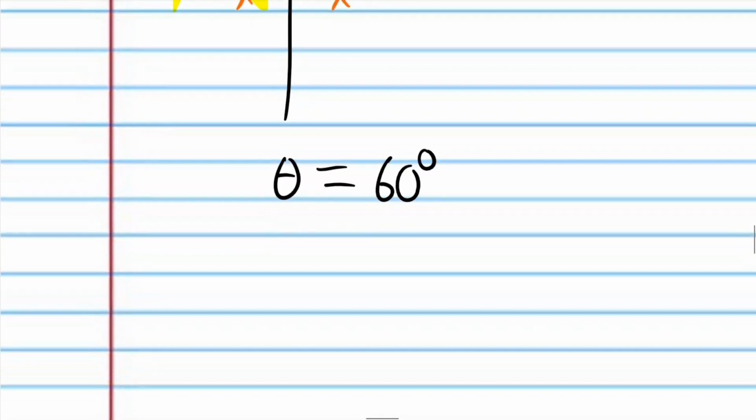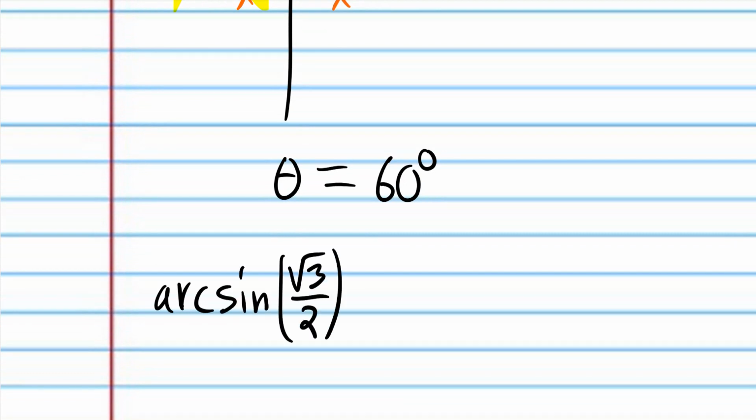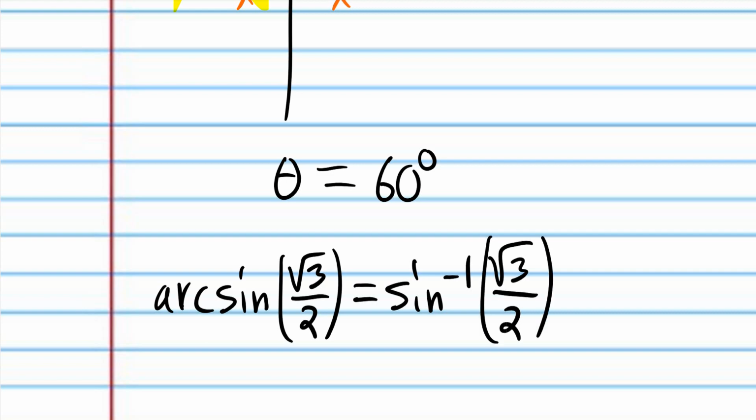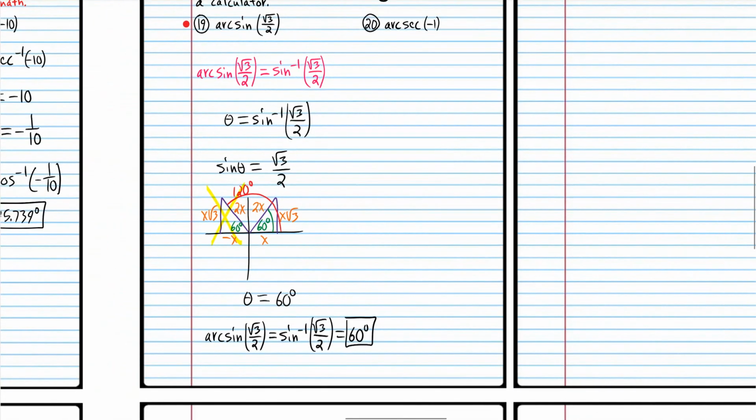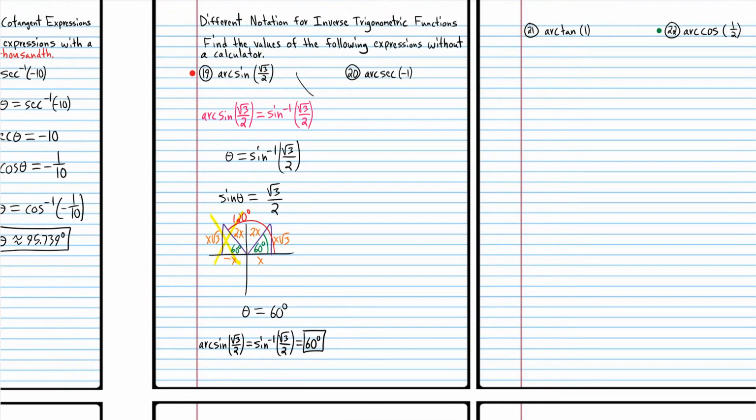So what we did is we found arc sine √3/2. That's the same thing as sine inverse √3/2, which again, after all that, we found that it's equal to 60 degrees. So I know that's really complicated, and again, that's why we left it until the end of the course. I didn't want to complicate things. But yes, you do have to understand how to do these problems.